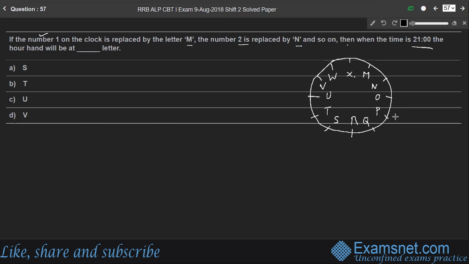Here when the time is 21, 21 means 12 plus 9, which is 9 p.m. When the time is 9 p.m., the hour hand of the clock will be at which letter? The hour hand will be at U. So it is 9 p.m. Therefore, the hour hand will be at letter U. Option C is the right answer.